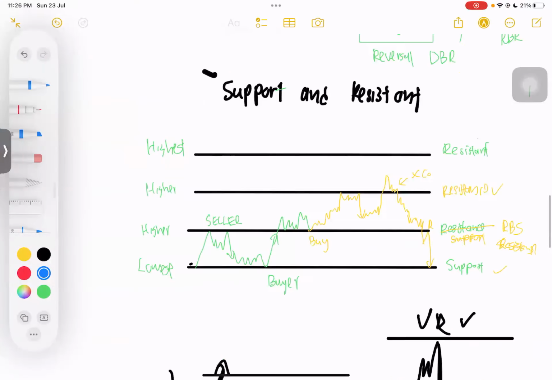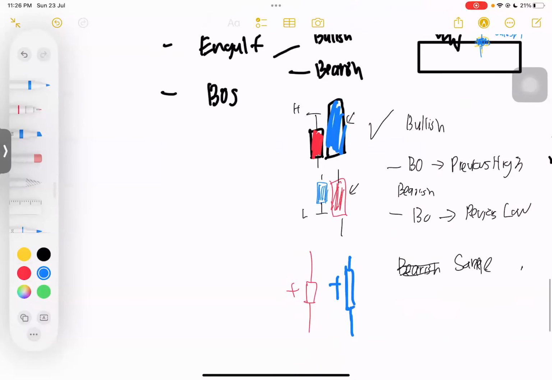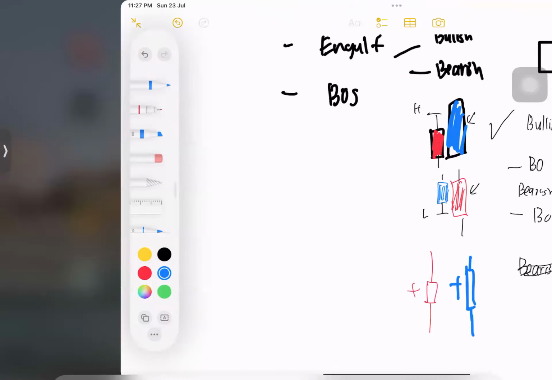And also for the last one, which is the break of structures. Before I go to the last one, any more questions? Any more questions on the engulfings? For example, after the engulfing, where should you entry?